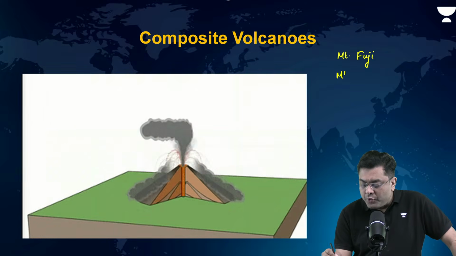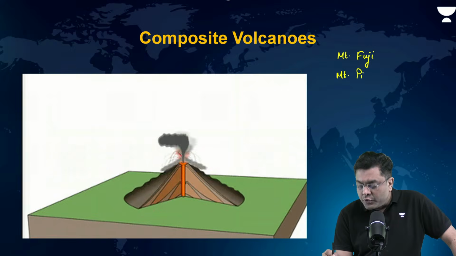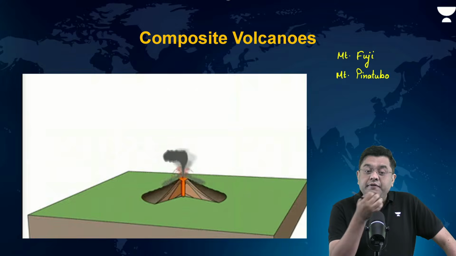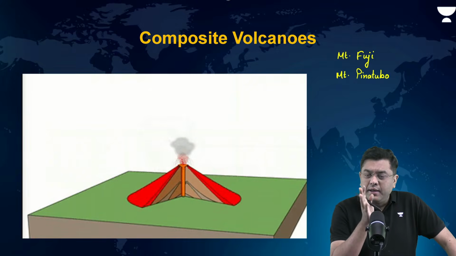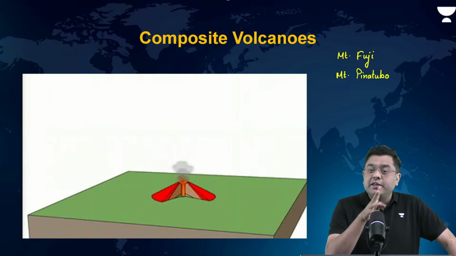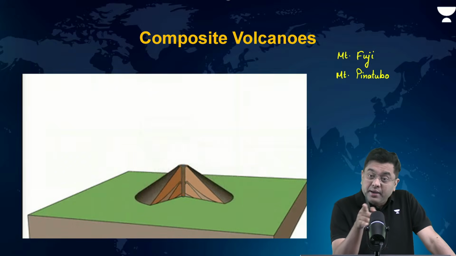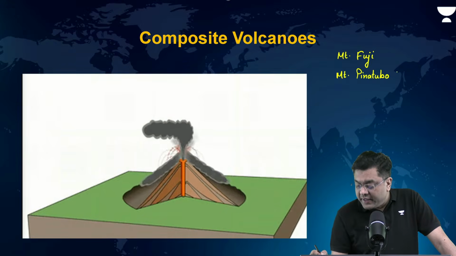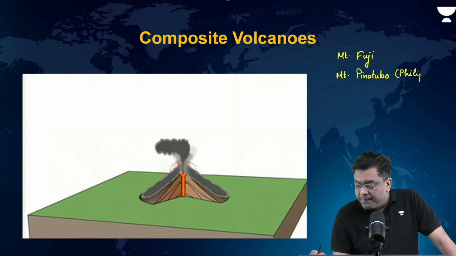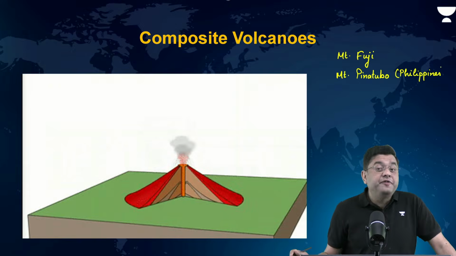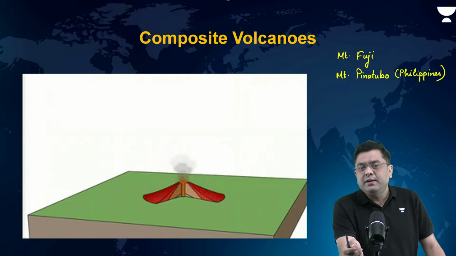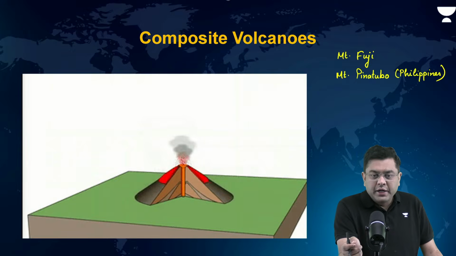Then Mount Pinatubo in Philippines, which was responsible for one of the most explosive eruptions which has ever occurred in the 20th century. In the 19th century, Krakatau eruption. In the 20th century, Pinatubo eruption, which is present in Philippines. And then in the 21st century till now, you have the case of the Hawaiian and the Tonga eruption.